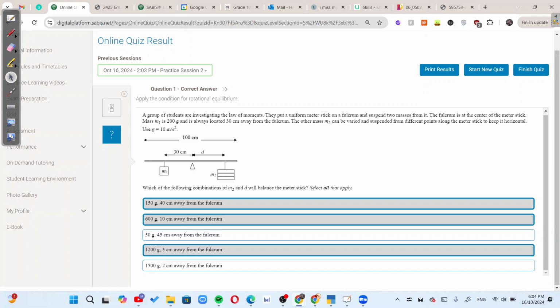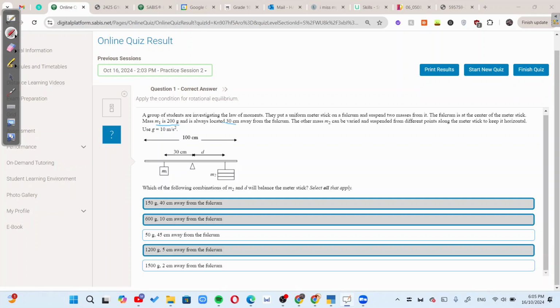It's telling us that a group of students are investigating the law of moments and they put a uniform meter stick on a fulcrum that suspends two masses from it. The fulcrum is the center of the meter stick and mass 1 is 200 grams and it's located 30 centimeters away from the fulcrum. And mass 2 can be varied and suspended from different points along the meter, keeping it horizontal. And they told us definitely use g as 10 meters per second squared.